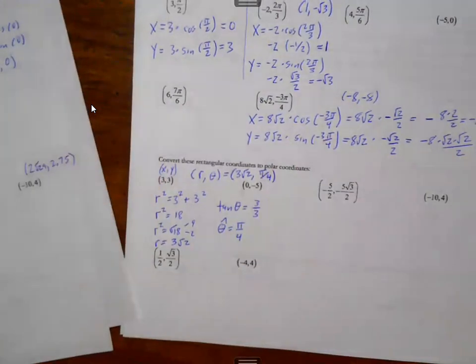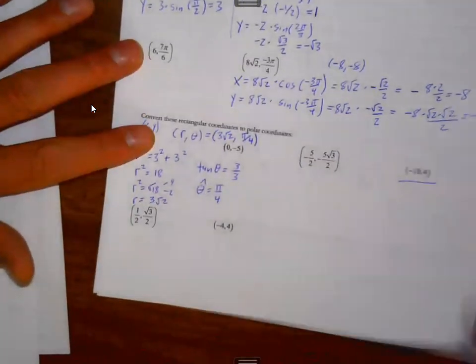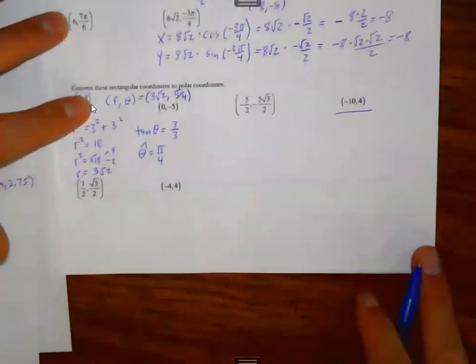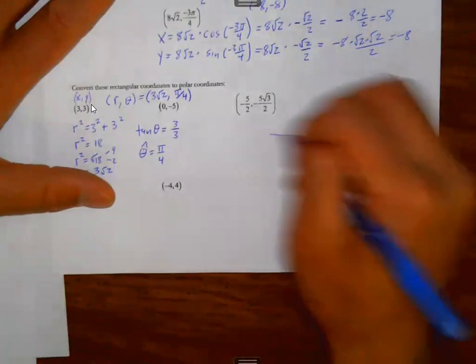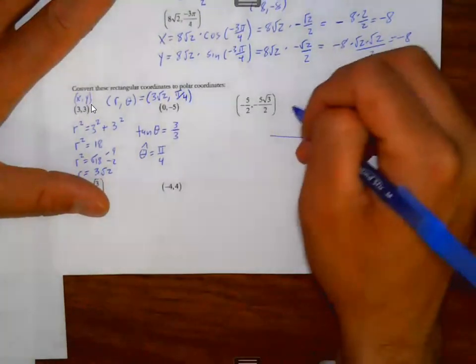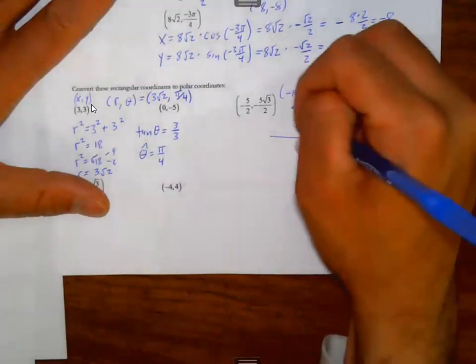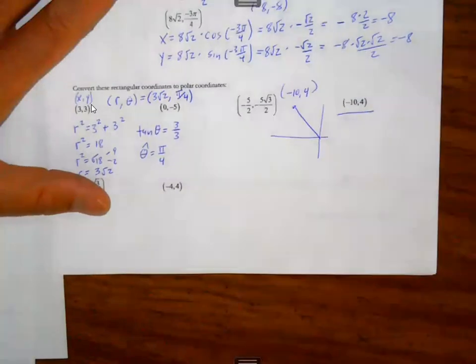And then let's just do one more. So let's do this one, -10, 4. If it helps to sketch a picture, -10 is going to be over here. So -10, 4 would be somewhere in quadrant 2. It's important to know where the quadrant is.